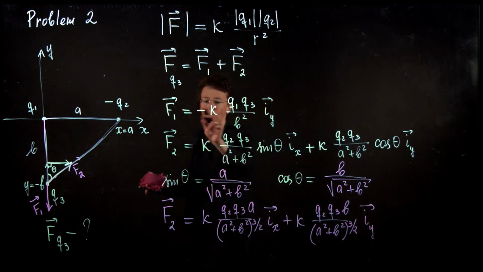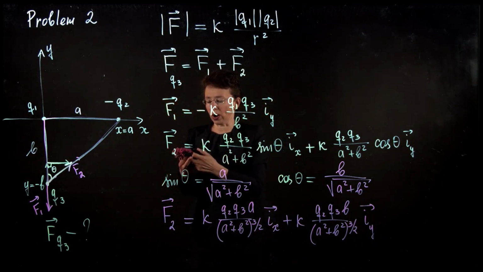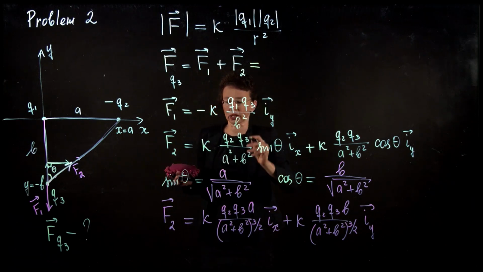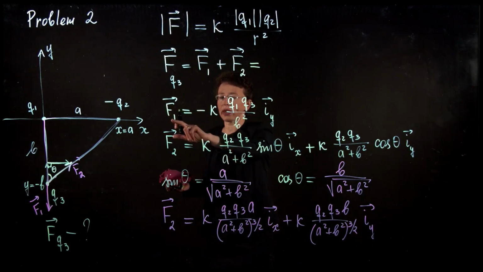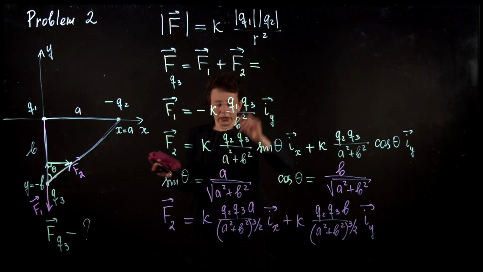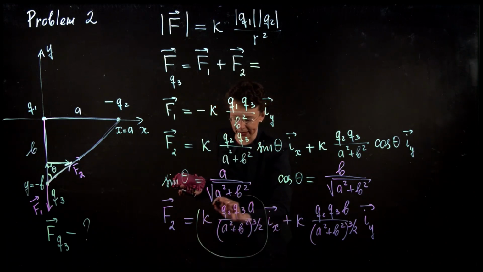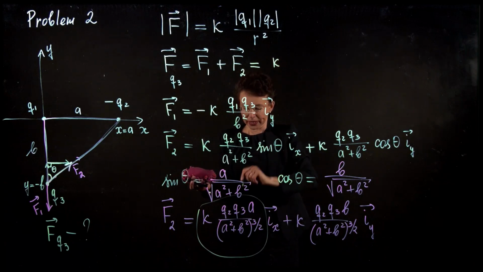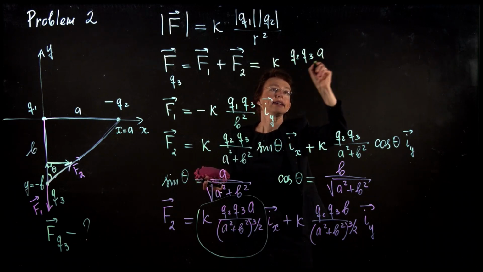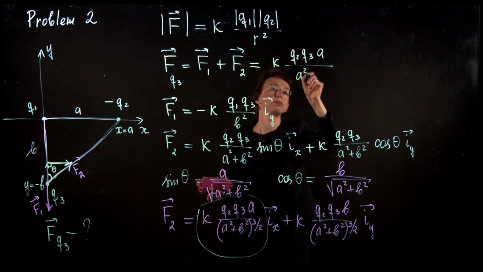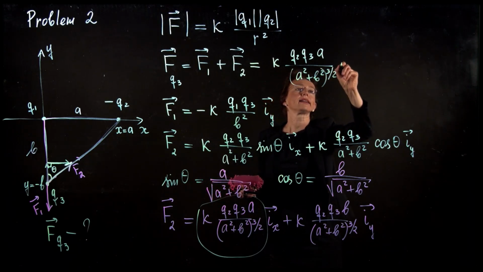Now we have F1 and we have F2. All we need to do is add F1 and F2 as vectors, which means that we add x components and y components. The x component of F1 is 0. So then the x component of F2 is right here. It is k, q2, q3, a, divided by a squared plus b squared to the 3/2, ix.